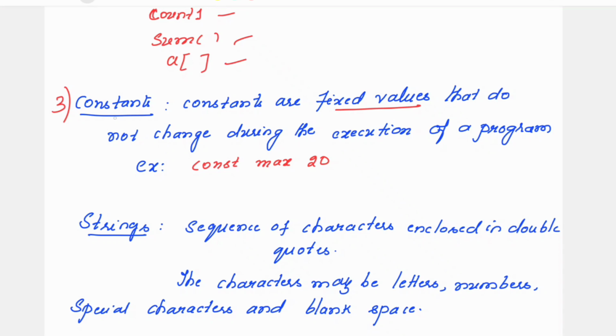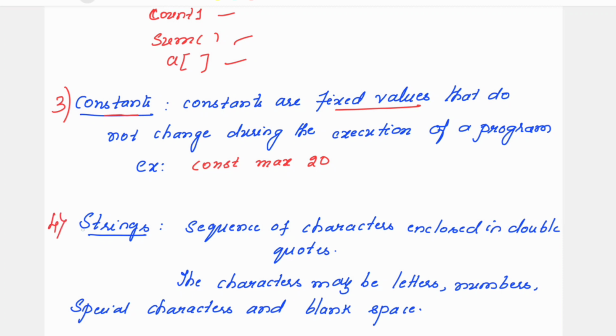So in detail you have a session on constants, because constants are divided into two main categories: numeric constants and character constants. Numeric constants are further divided into integer constants and real constants, whereas character constants are further divided into single character constant and string constants. So you have a complete session on constants.